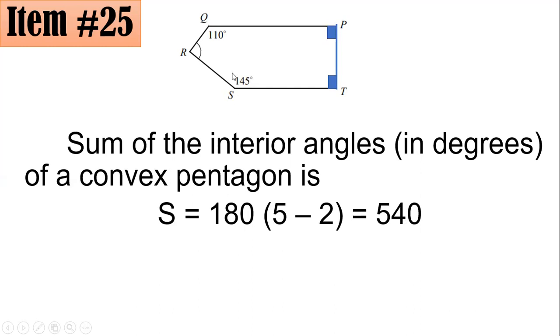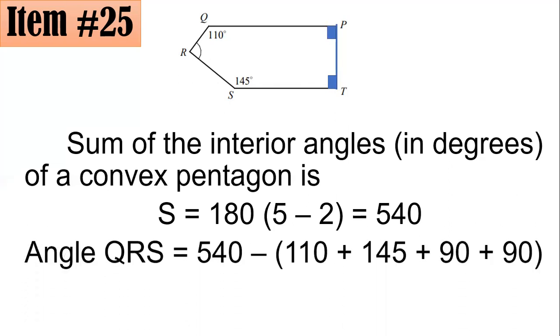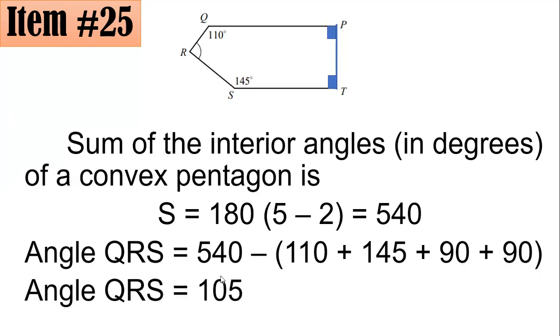But four angles are given, which are 110, 145, 90, 90, and there's one angle left. Therefore, angle QRS can be solved by subtracting the sum of these four interior angles from the total sum, which is 540, giving us 105 degrees, which is the measure of the remaining angle. If you go for C, great job. You got it right.